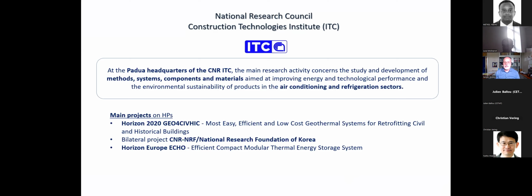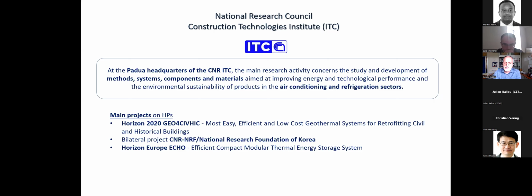In the last years, we were involved in 3 projects. 2 of them are finished, 1 is still in progress. The two projects already finished are a European project, Civic, that was devoted to the study of the application and development of geothermal heat pumps and the study of the ground heat exchangers.